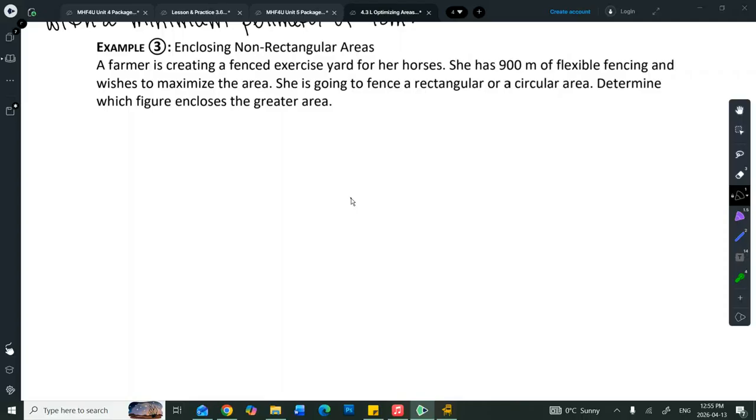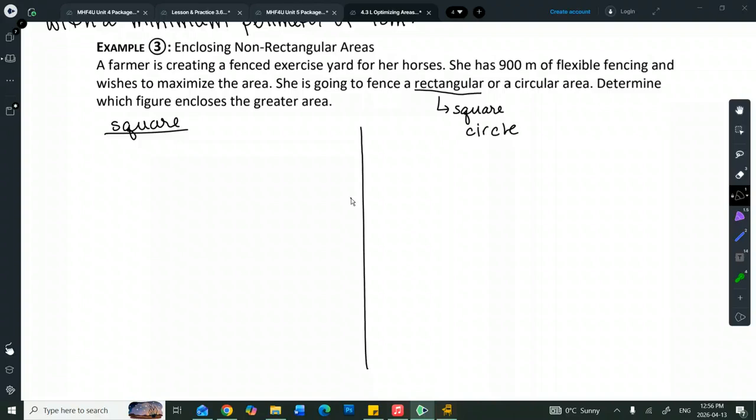Okay, so if it's rectangular, this means that it has to be some kind of square. If it's circular, obviously it's just a circle, right? And then we can decide on the best radius of that circle. So we're going to do a comparison of if this were a square. All squares are rectangles, right? So that fits into the category of rectangle, or if a circle gives us the better option.